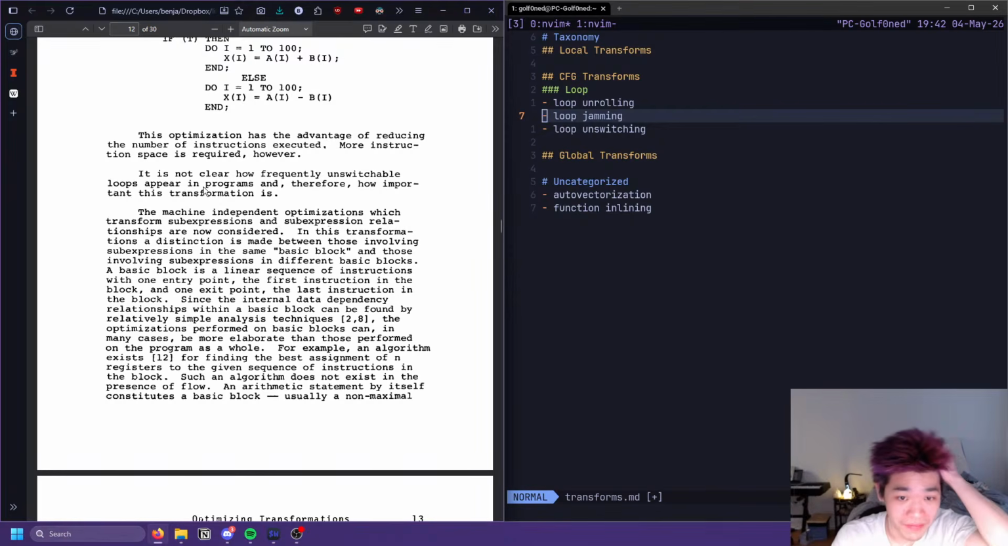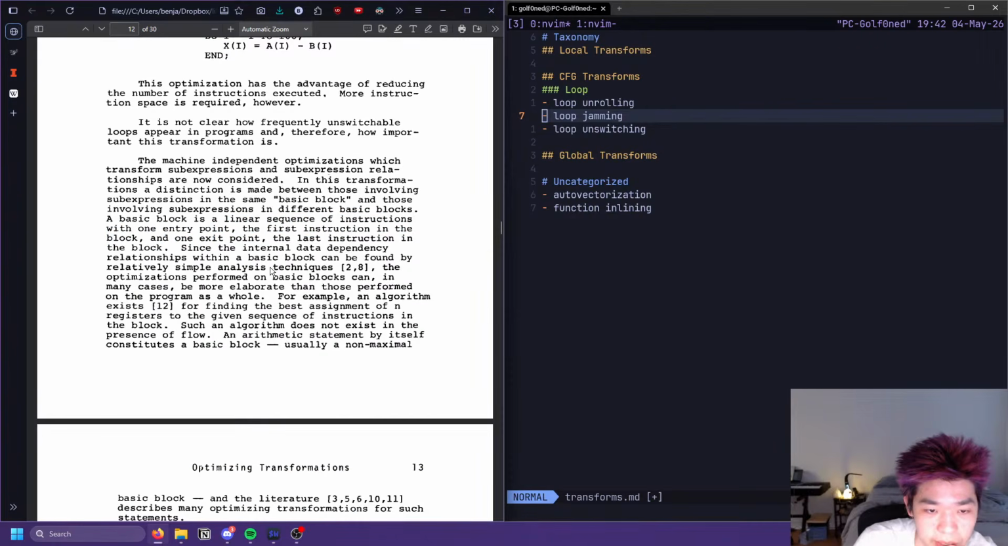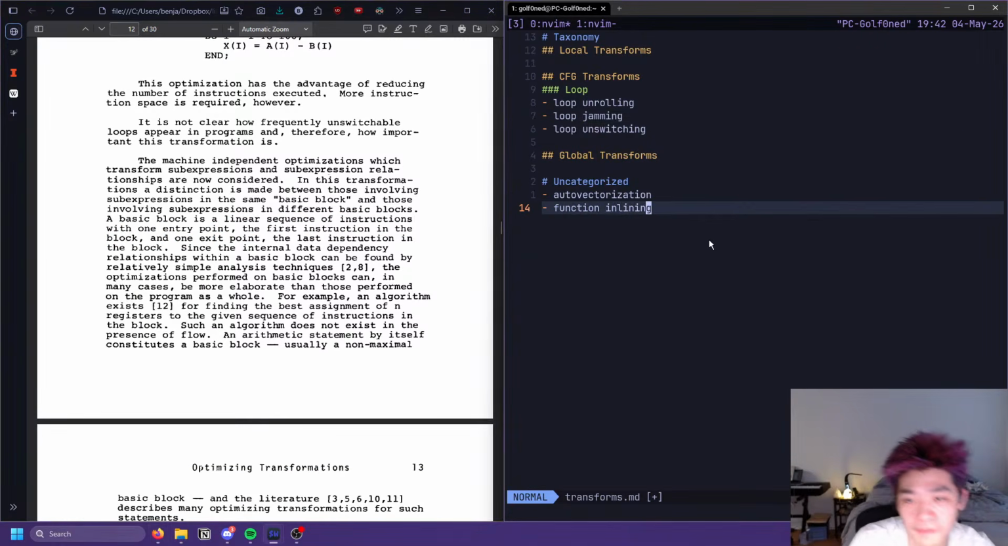Okay, let's look closer at this. So, a basic block is a linear sequence of instructions with one entry point and one exit point. That makes sense. If you're not familiar with a basic block, it's just a straight line sequence of instructions that has no branching.